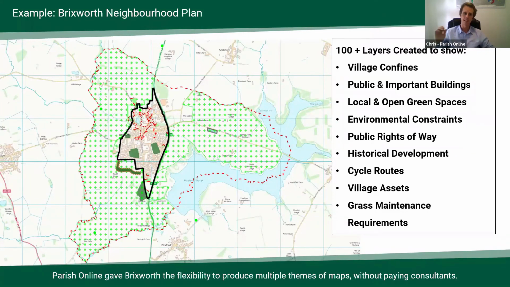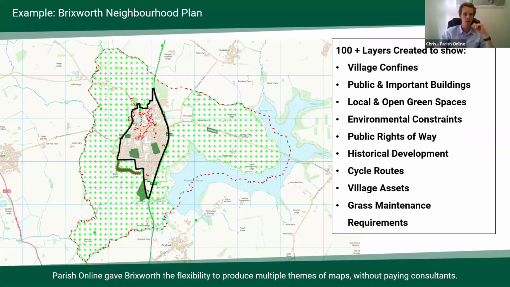Another example is in neighbourhood planning. So this is a huge part of what Parish Online is used for at the moment. And again, it's because a picture paints 1,000 words. And if you can build up information about your parish using mapping, then you can better communicate what you're trying to show off, what constraints you're trying to put in place.